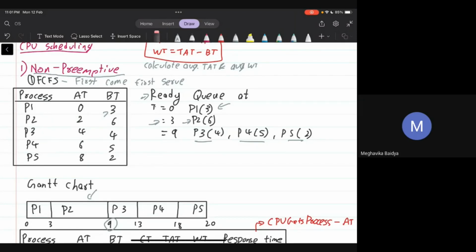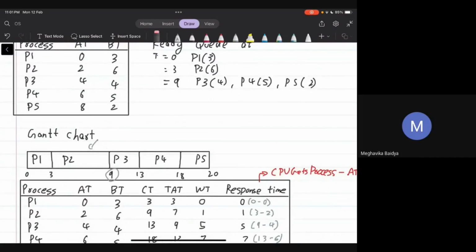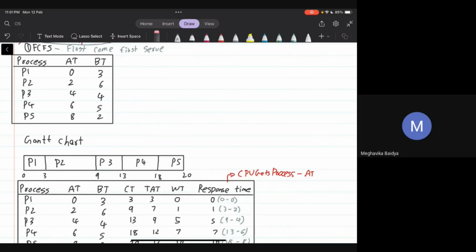When you do the Gantt chart, just tell me, I'll note down that one. So the Gantt chart is here. Like how to calculate this one. I'll explain that. First, we write the ready queue for this. If you want, I will work this out again. So whenever you have an arrival time, you have to write the ready queue.